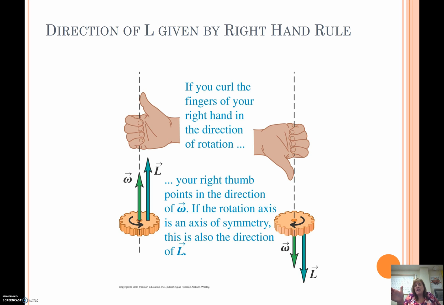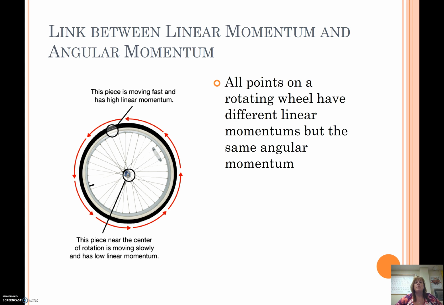So if we take our right hand and wrap our fingers so that they are moving in the direction that the object is rotating, if it's rotating in this direction and my thumb's up, that means the angular velocity and the angular momentum are up. And if instead it's rotating in the opposite direction, so that would actually be clockwise, then my thumb is down, so that means the angular velocity and the angular momentum are down.